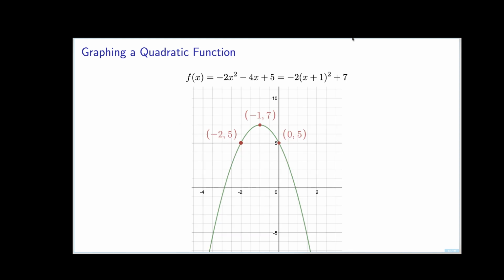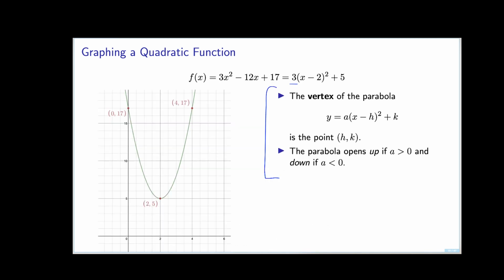So again, the important takeaways from this video are that we can sketch the graph of a quadratic function by completing the square to obtain the form y equals a times (x minus h) squared plus k. From there we can determine our vertex and whether our parabola opens up or down, and we can sketch additional points on the parabola to get our general shape.